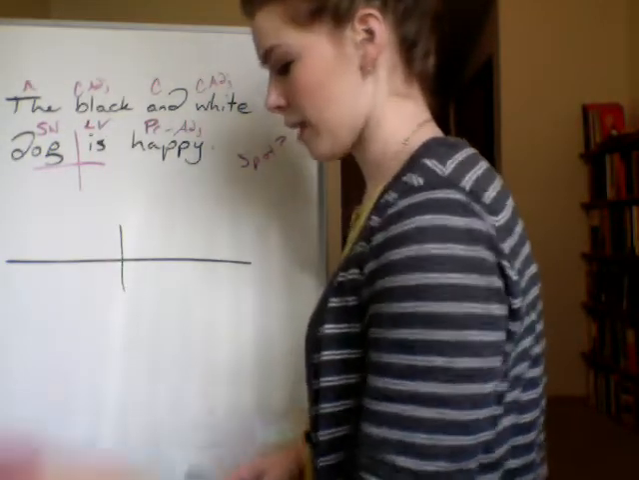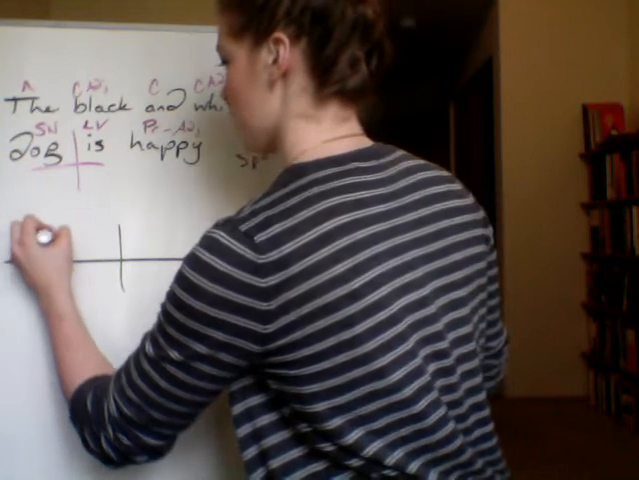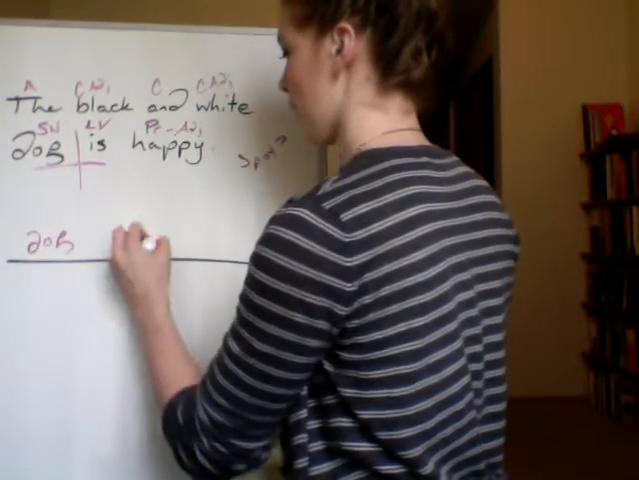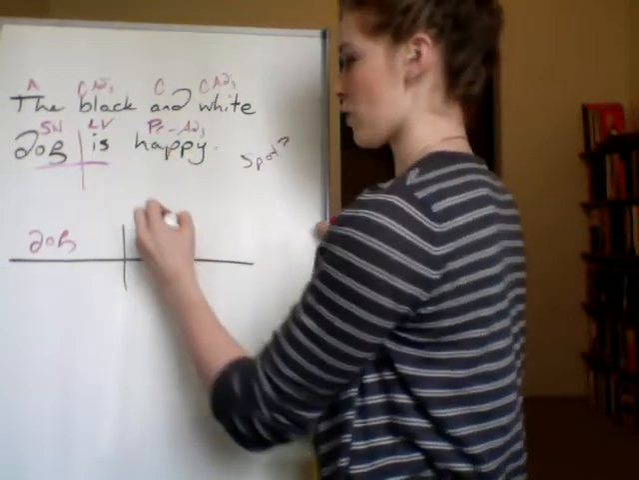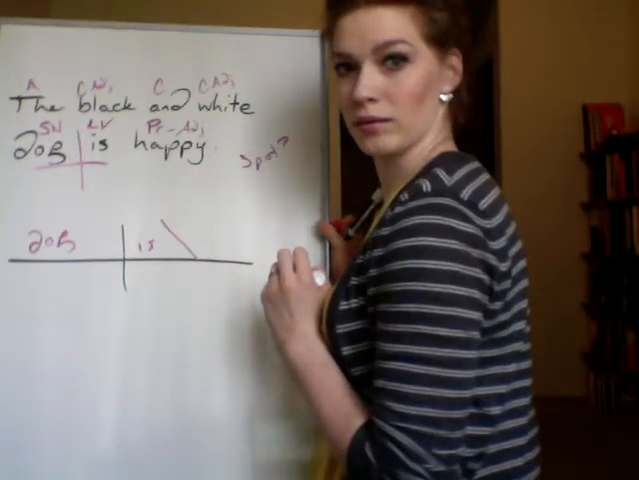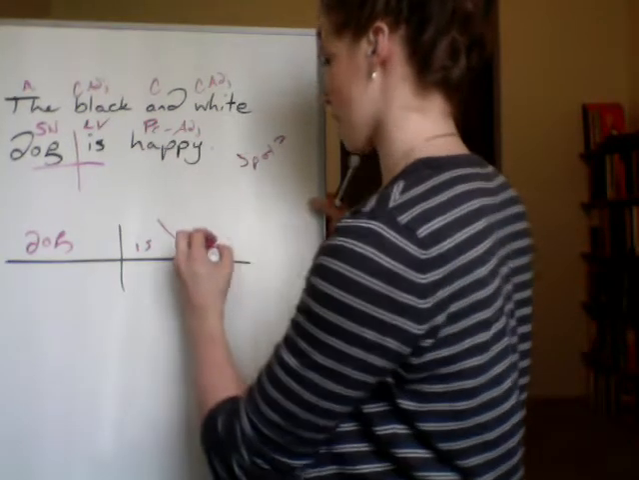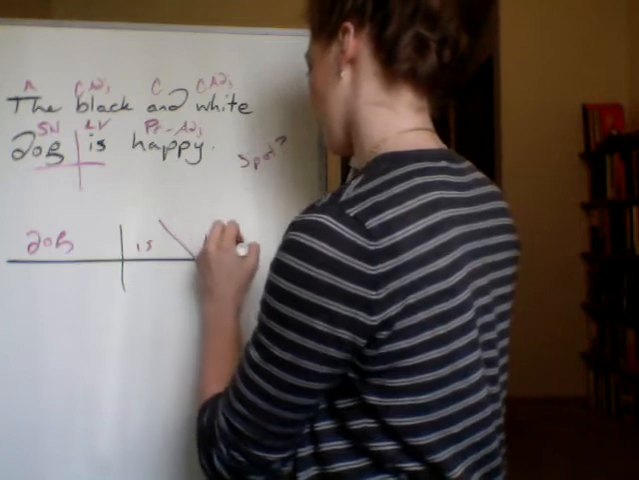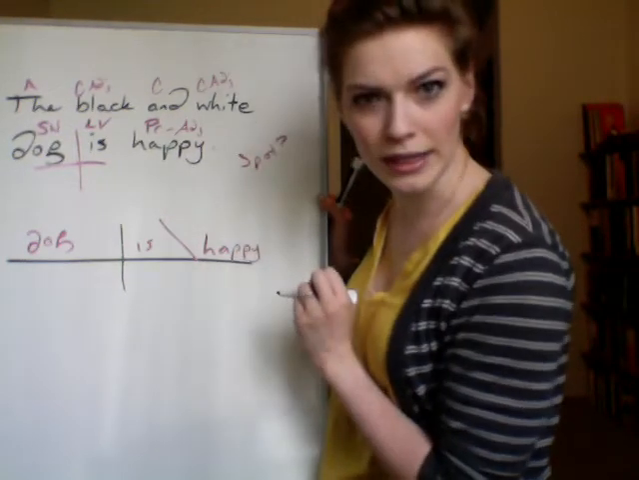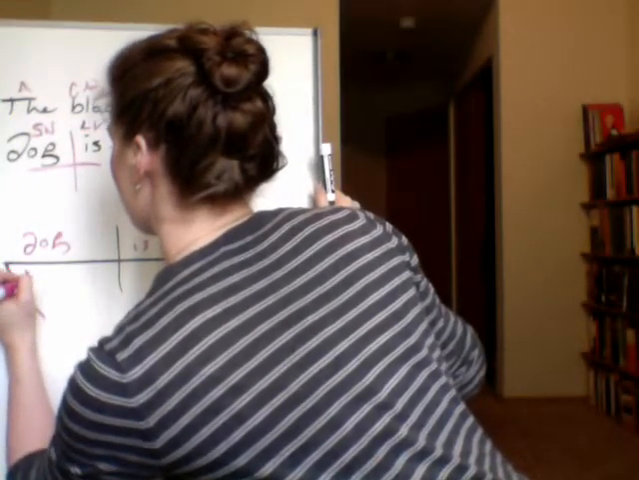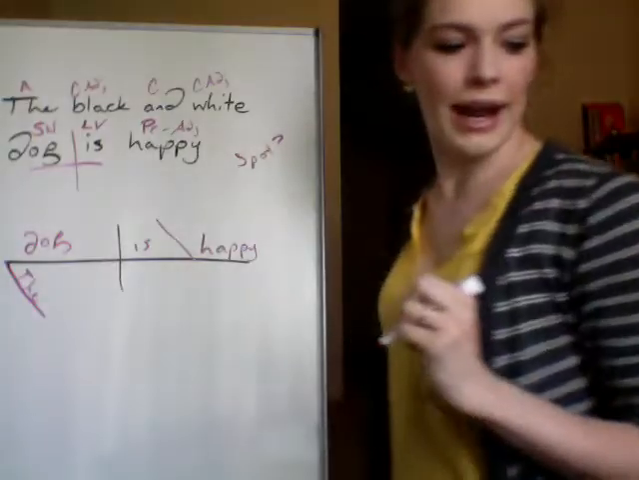Alrighty. Subject noun on the left. Dog, verb, right there. And because it's a predicate adjective, angled line. Not straight up and down. That's only for direct objects. And then happy right there. Oh, look, that was so easy. Except we're not done. So, first off, we have the, nice and simple. Now, black and white.